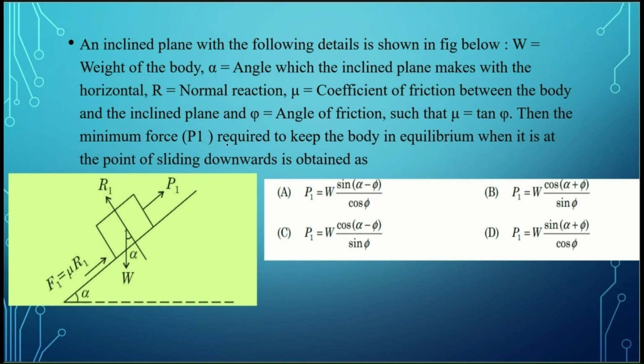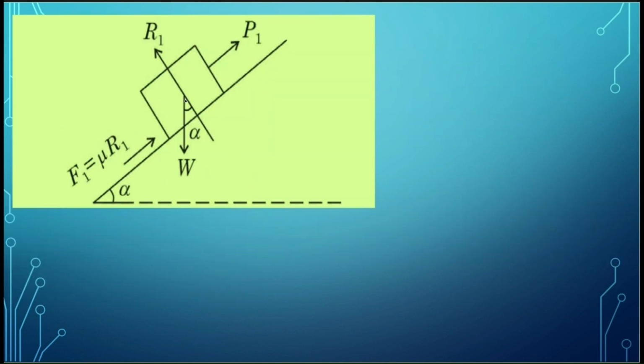Then the minimum force P1 required to keep the body in equilibrium when it is at the point of sliding downwards is obtained as follows. Here, W is the weight of the body. This weight can be resolved into two components, that is W cos alpha and W sin alpha. And W cos alpha is equal to the normal reaction R1.